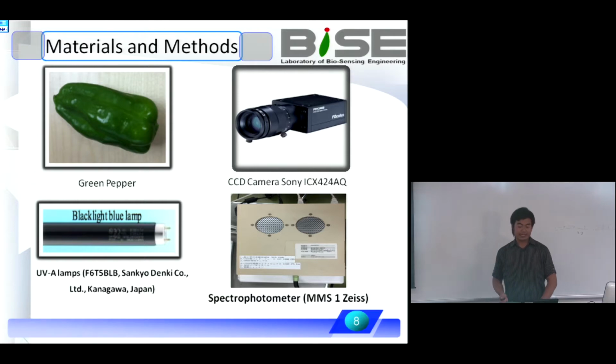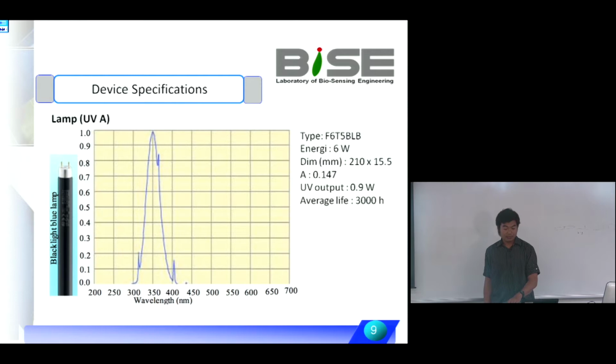Well, here are the materials and method. You can see there are 4 pictures. These are the materials I'm using. I'm still doing my research. The materials I used are green paper, this camera, these UVA lamps, and this spectrophotometer. This spectrophotometer is a portable one. And these are the specifications of each device.